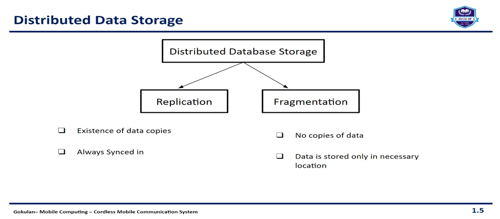So let's see how data is stored in a distributed database. Here there are two ways to store data. One is replication and the other is fragmentation. In replication, as the name itself suggests, the system stores copies of data at different sites. The advantage of data replication is that it increases availability of data, as the data is available at different sites, so queries can be processed in parallel.